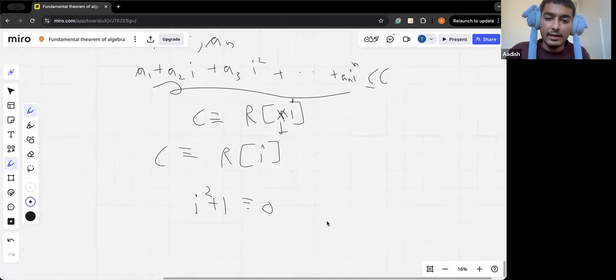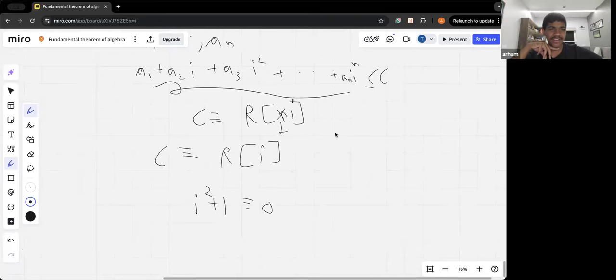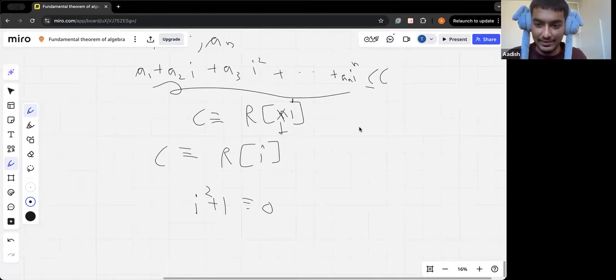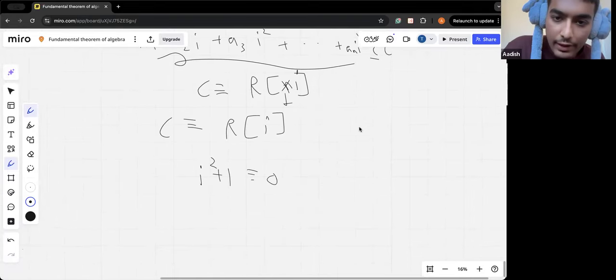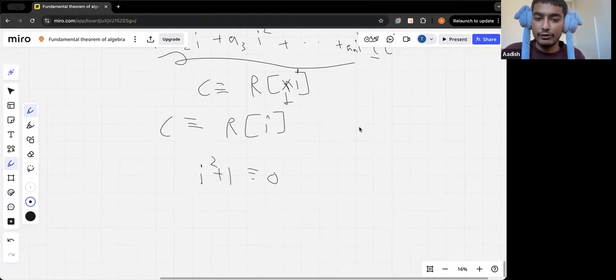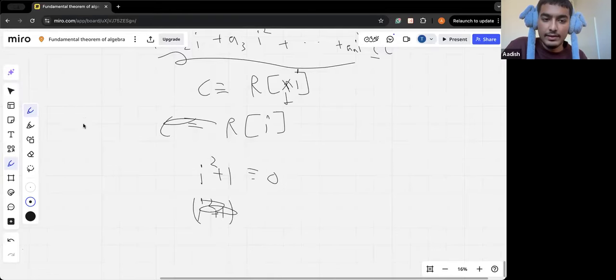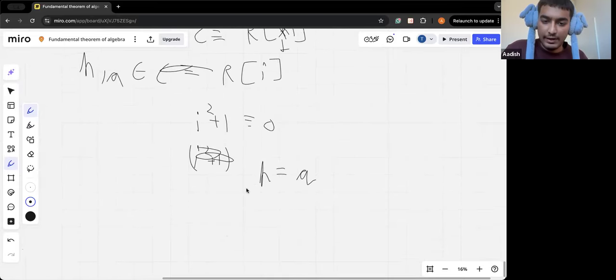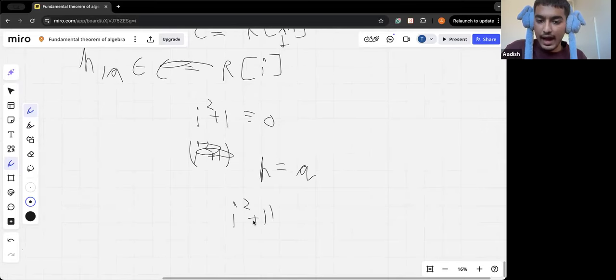Right. So in fact, are you going to do some division thing or something? Yes, precisely. So the thing is, since we want i to satisfy i square plus 1 equals 0, what we need is any polynomial that's a multiple of i square plus 1 to be treated as zero. We define this equivalence relation. Take any two things in R[i], say p and q. P and q are elements of R[i]. We say that p is the same as q if i square plus 1 as a polynomial divides p minus q.